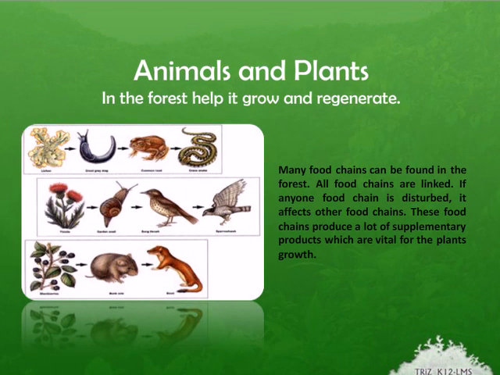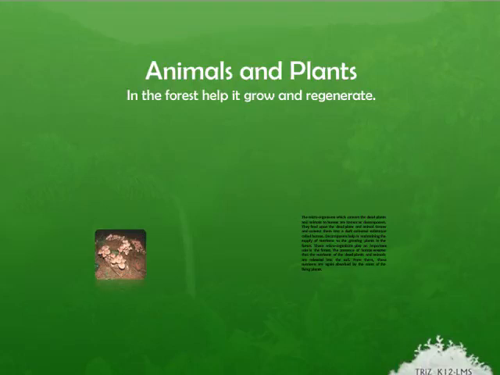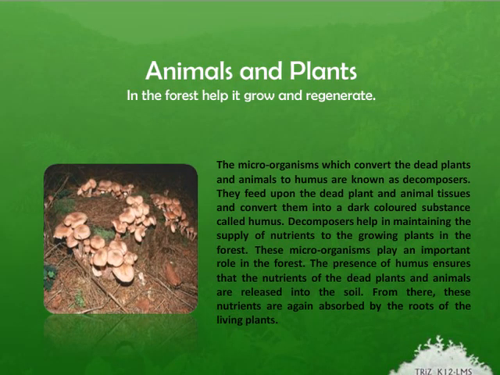Many food chains can be found in the forest. All food chains are linked. If any one food chain is disturbed, it affects other food chains. These food chains produce a lot of supplementary products which are vital for plant growth. The microorganisms which convert the dead plants and animals to humus are known as decomposers. They feed upon the dead plant and animal tissues and convert them into a dark-colored substance called humus. Decomposers help in maintaining the supply of nutrients to the growing plants in the forest. These microorganisms play an important role in the forest.